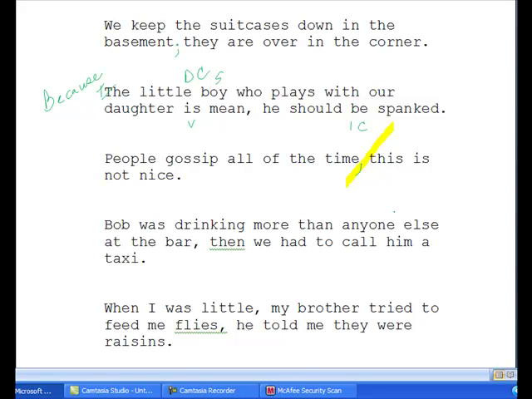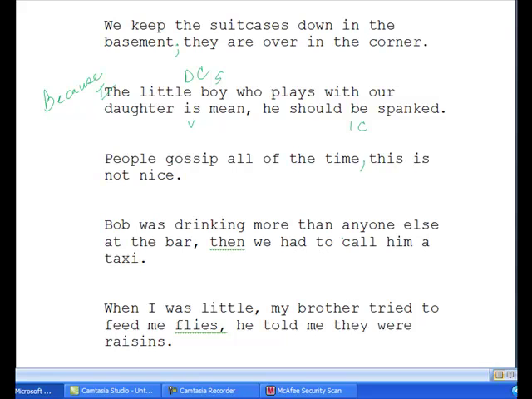People gossip all of the time. Let's do a comma. Can we do that? Does that fix it? You tell me. Can I just put a comma there? If you said yes, you're wrong. If you said no, you're right. We can't put a comma there. This is a comma splice.